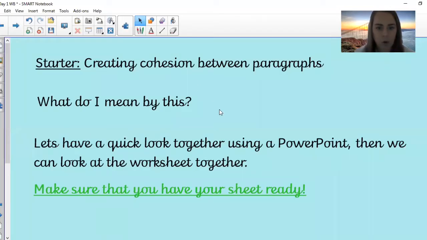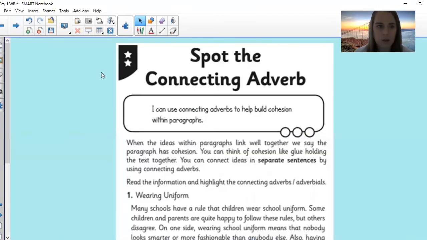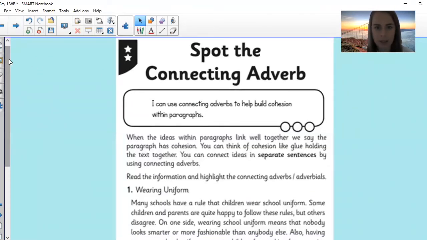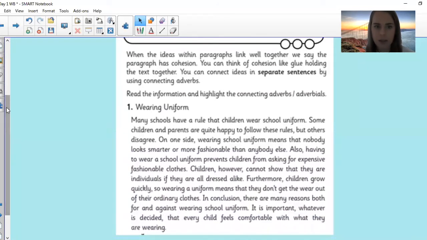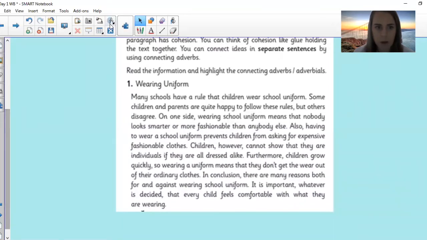Now, moving back on to what we are doing, please make sure you have got the starter sheet because we're going to go through it together. Your sheet looks like this one. So we are spotting the connecting adverbial, the same as what we just did. The sheet says, when the ideas within a paragraph link well together, we say the paragraph has cohesion. You can think of cohesion like the glue holding the text together. You can connect ideas in separate sentences by using connecting adverbs. Read the information and highlight the connecting adverbs or adverbials. And we're just looking at number one.